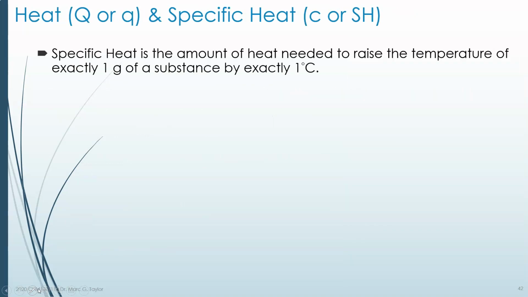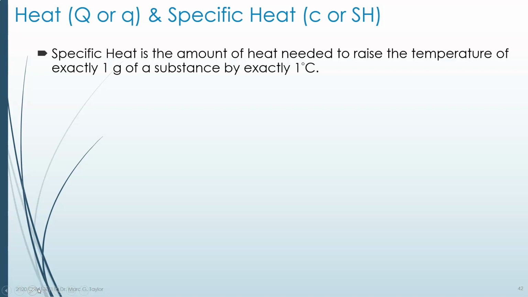So specific heat is the amount of heat needed to raise the temperature of exactly 1 gram of a substance by exactly 1 degree centigrade. Now that means the same thing as increasing it by 1 degree Kelvin, since those two are the same size degrees. So in other words, if a substance is hard to get the temperature up, in other words, you have to add a lot of heat, you have to put it under a fire for a long time to make it warm up to a higher temperature, that would be a substance with a high specific heat. Substances like that would include water.